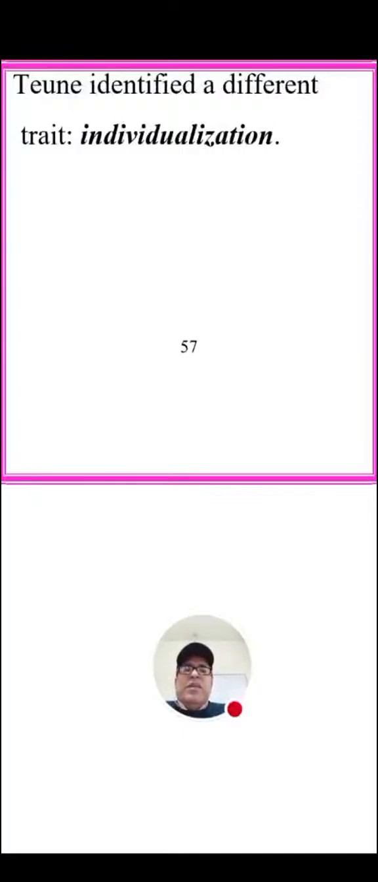Identified a different rate of democratization. What is that? Individualization: making an individual more autonomous, ensuring individual rights and freedoms. It is called individualization.